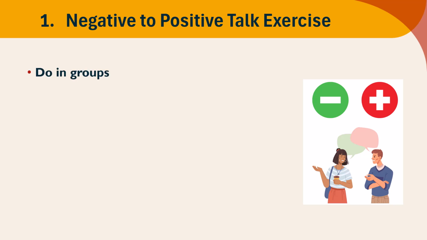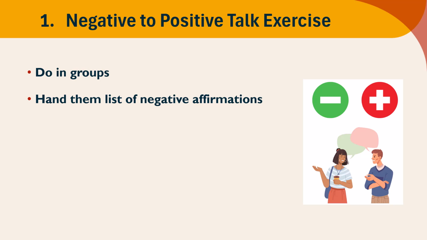So we're going to do this in groups. You can choose how big the groups are according to the size of your class. So it could be 4, 5, 6 people in each group. And you're going to start off the activity by handing them a list of negative affirmations. So sayings, expressions, words that people often use in the workplace. And we're going to turn the negatives into positives.